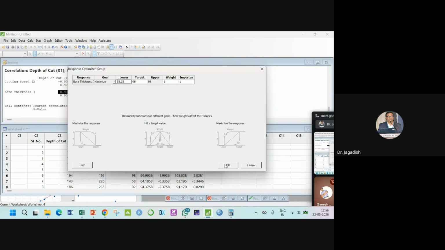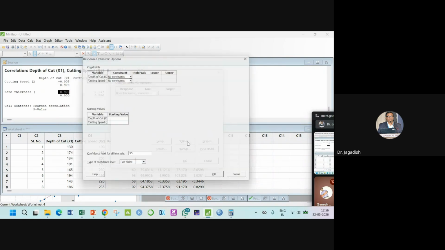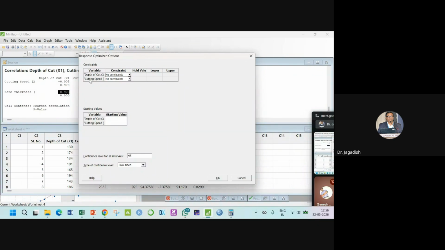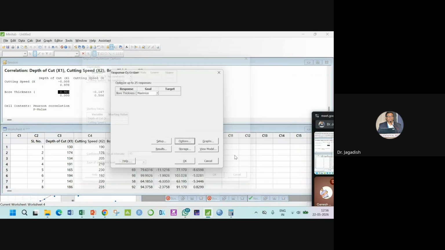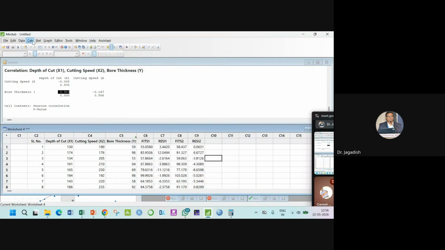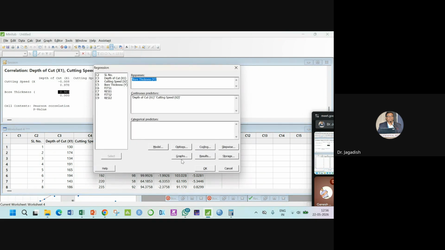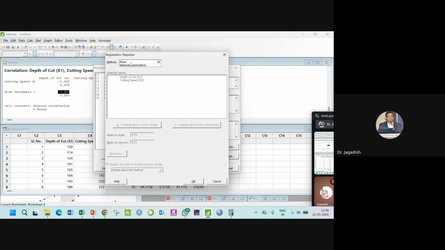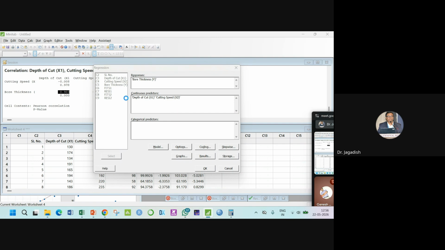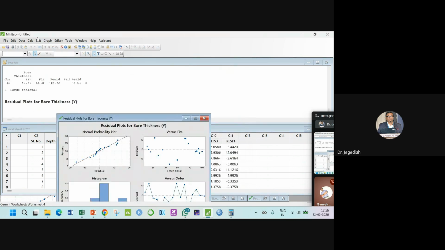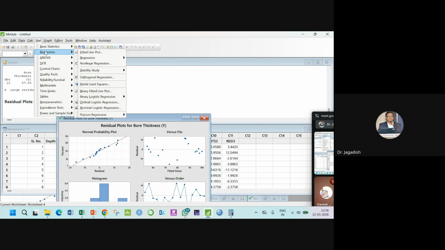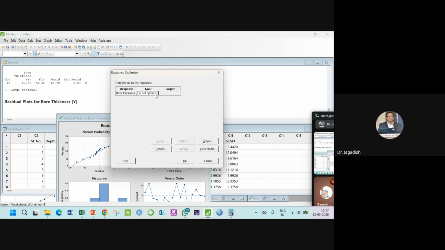Then go to setup. The setup is as usual the same, and go to options. Here, if you have taken cutting both, then I have to do that stepwise regression once again, because it is taking the previous analysis. Stepwise I have to do, and then I have to go for prediction. Then here I'll be putting the maximization option.